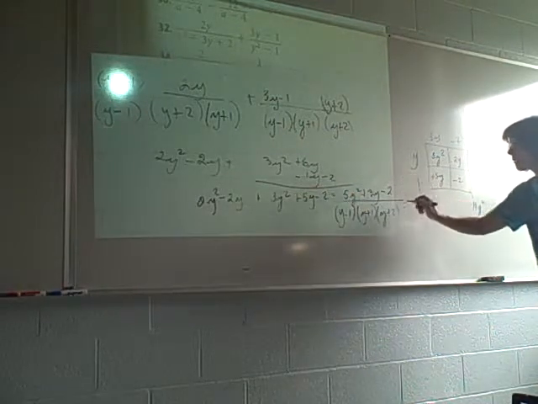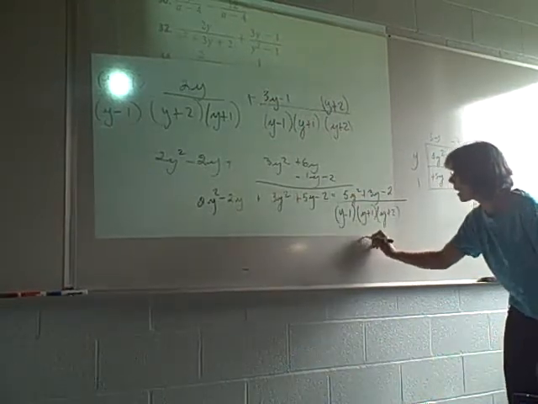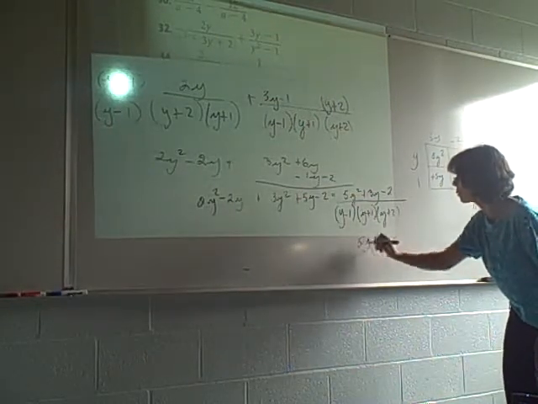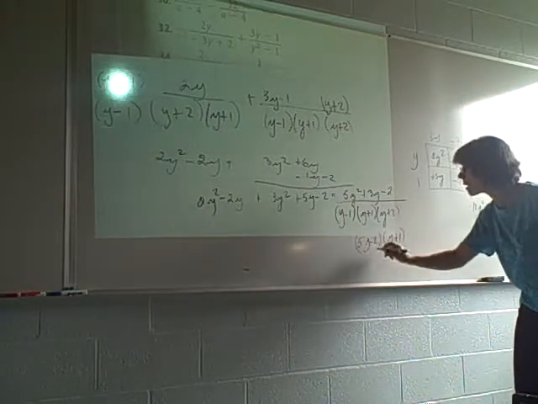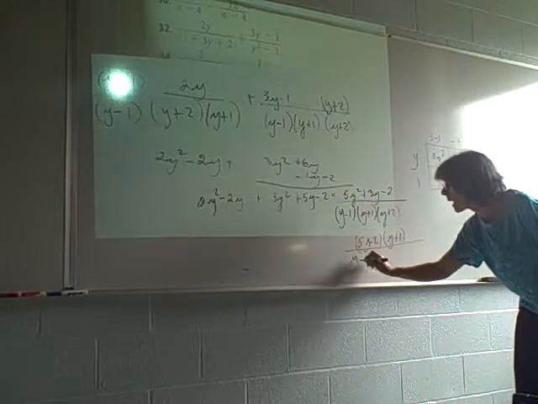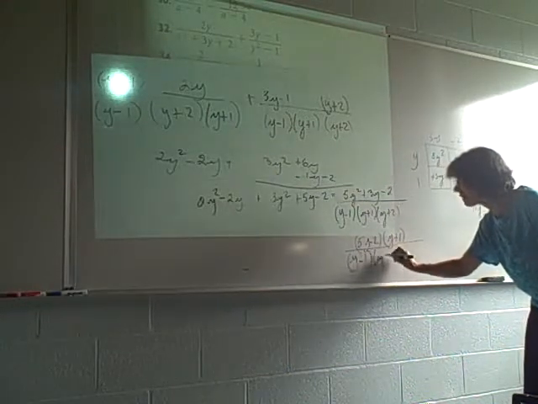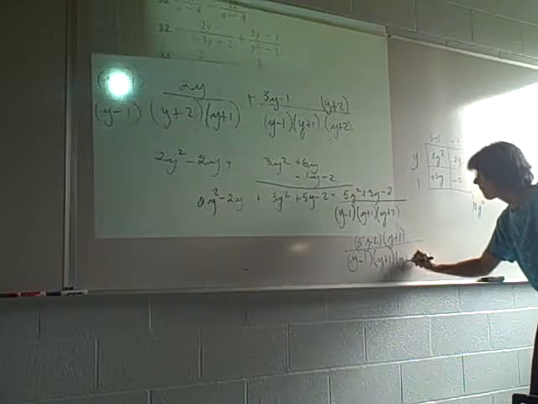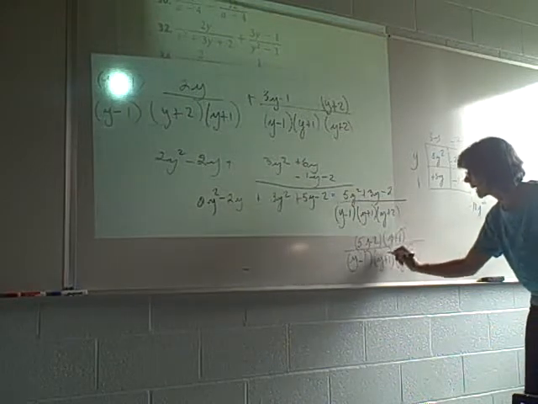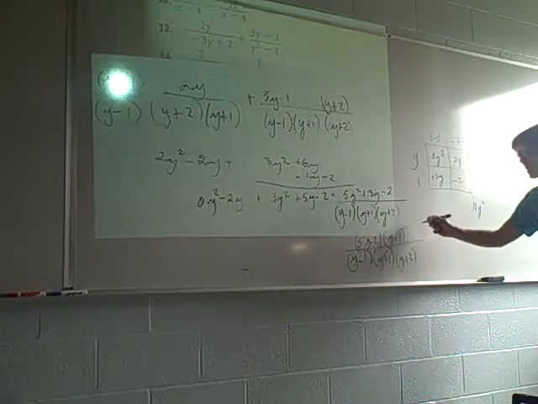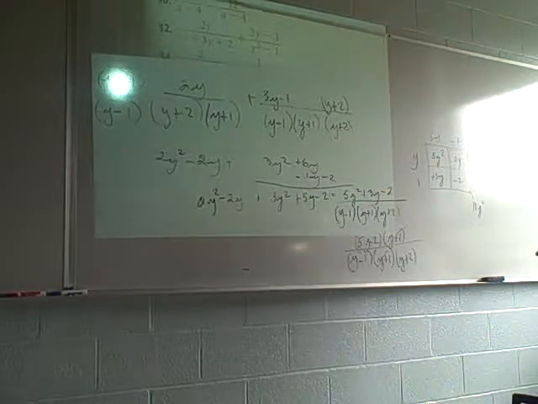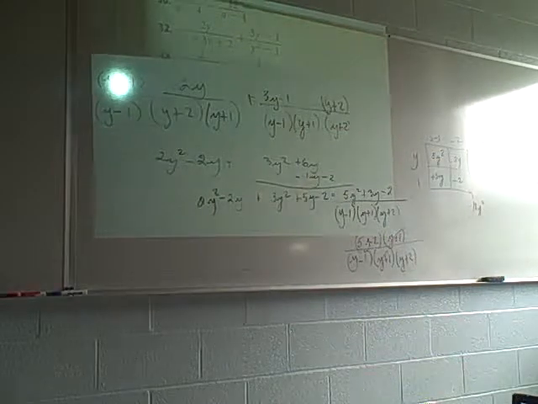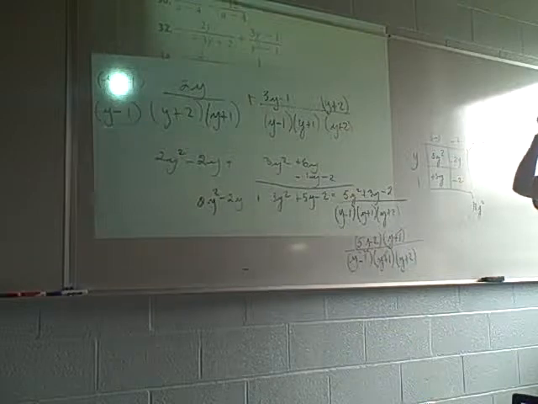So now I can factor this as 5y minus 2 times y plus 1, and then can I cancel anything out? The y plus 1. Right, so I'm going to be able to cancel these out, and I'm left with 5y minus 2 over y minus 1 times y plus 2. Wow, okay. You understand what you're doing?